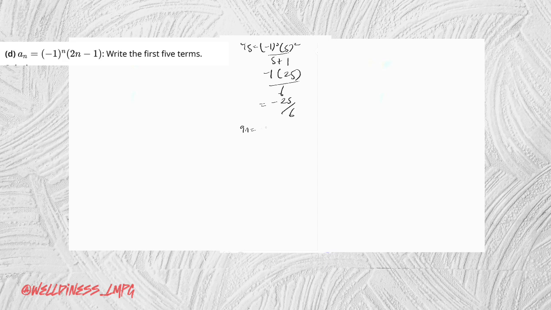So for our next question, we have minus 1 raised to the power n multiplied by 2n minus 1. Write the first 5 terms. So as usual, all you have to do is substitute into n all 1, 2, 3, 4, 5. See, they're asking for the first 5 terms.